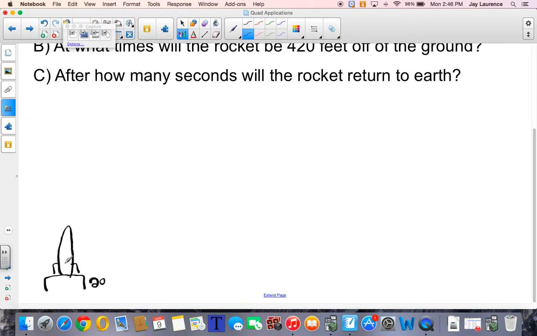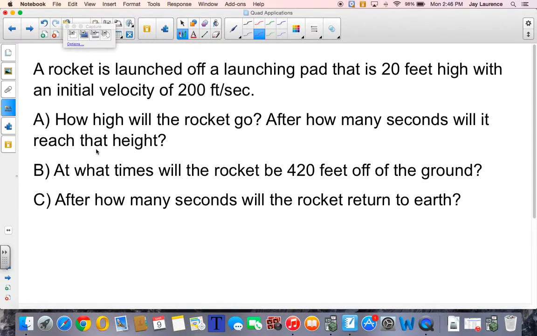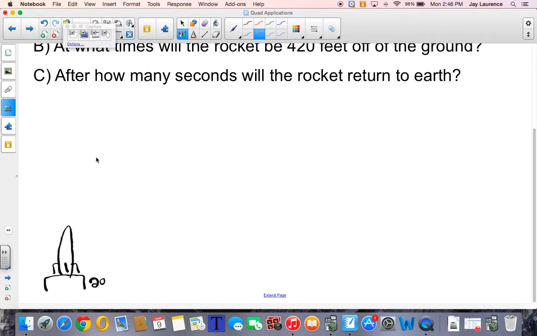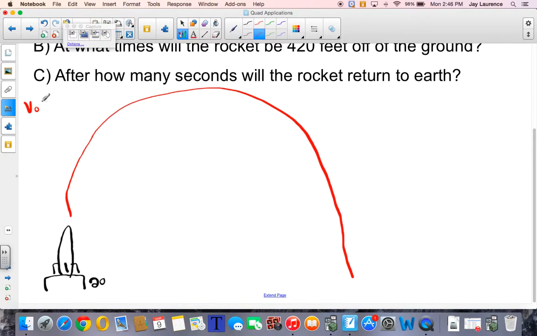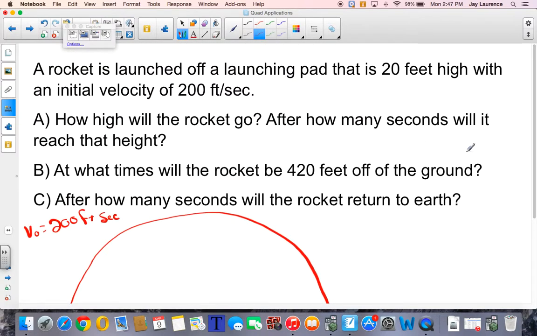Okay, there's my rocket. Okay, and it's going up at 200 feet per second. So it's going to go up like this and come back down. And we know the V sub O is 20. V sub O is 200 feet per second. And we want to know how high will the rocket go, after how many seconds will it reach that height.